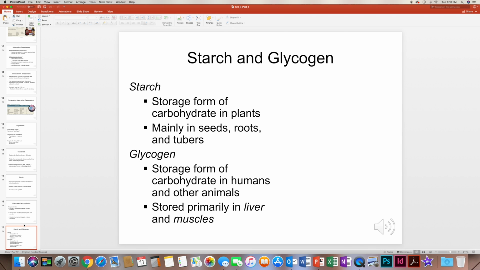So when we're eating food and it breaks down, we store glycogen in the liver and muscles. Let's say we are running or doing some kind of physical activity and we need to break down carbohydrates for energy, we can do that by breaking down the glycogen that's stored in the liver and muscles.